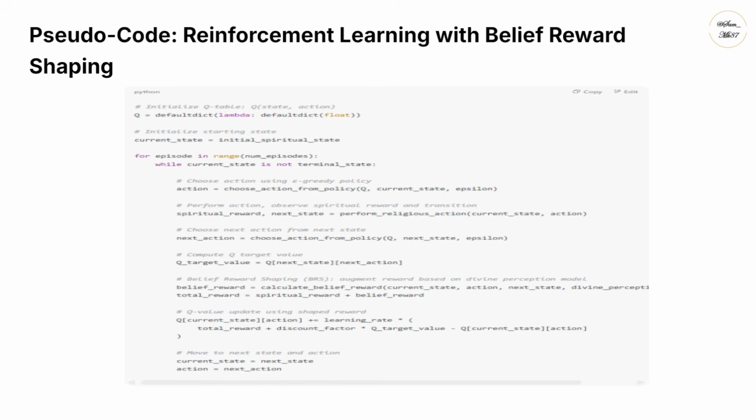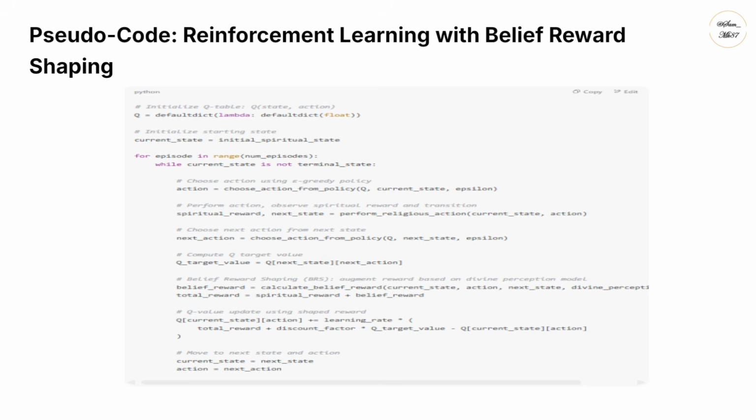At each step, the agent not only receives an immediate spiritual reward from an action, say performing a ritual or making an ethical choice, but also an augmented belief reward. This shaped reward comes from a model of divine perception, how the action aligns with higher values or beliefs. The agent updates its Q value, the expected utility of the state-action pair, based on these combined rewards. This allows the agent, or the individual, to learn not just from external consequences, but also from internalized belief systems. Over time, this helps to develop behavior that is not just reward-seeking, but also belief-aligned.